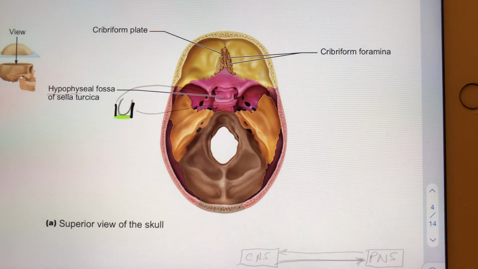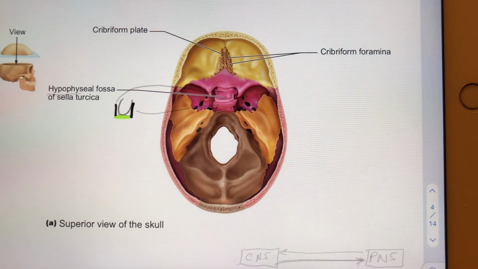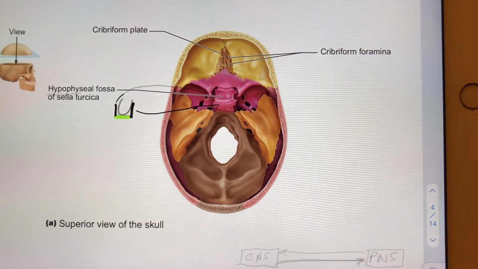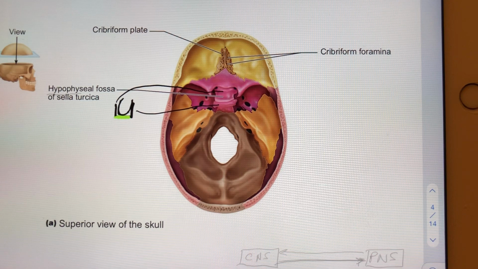The reason why that sella turcica will be relevant, and by the way, I've turned it like crazy, so this would be that part, and this would be that part. Anyway, the reason it's going to be relevant is because the pituitary gland sits in there. And the pituitary gland has another name. It's also known as the hypophysis. So that's actually where that root comes from, hypophysis, hypophyseal.